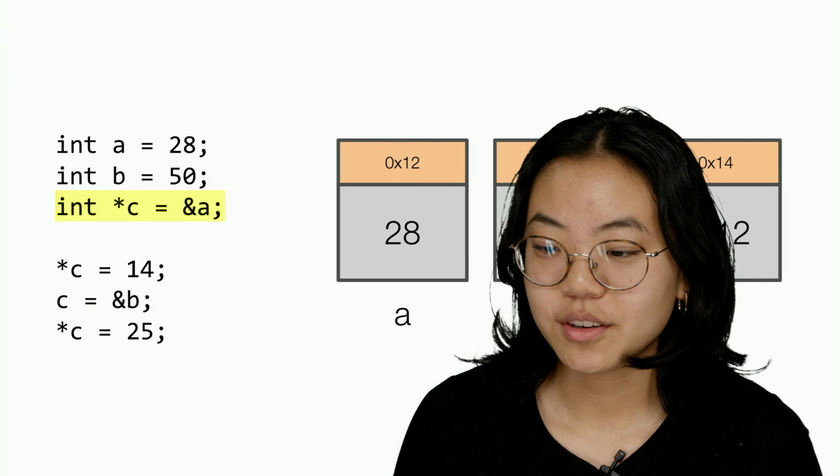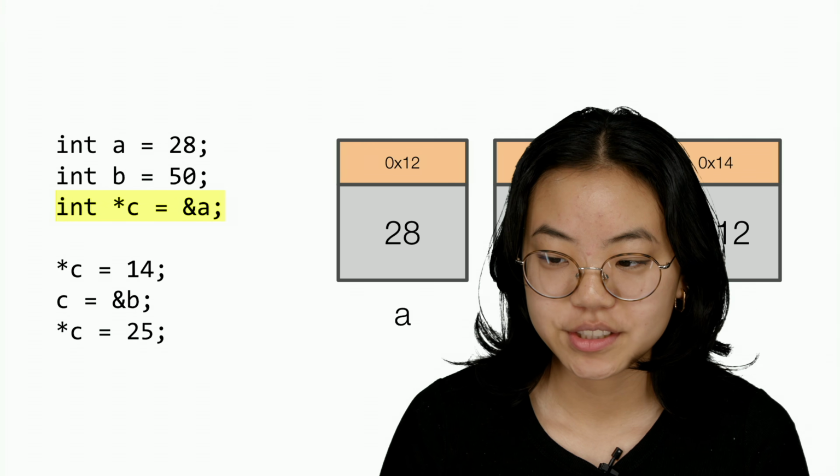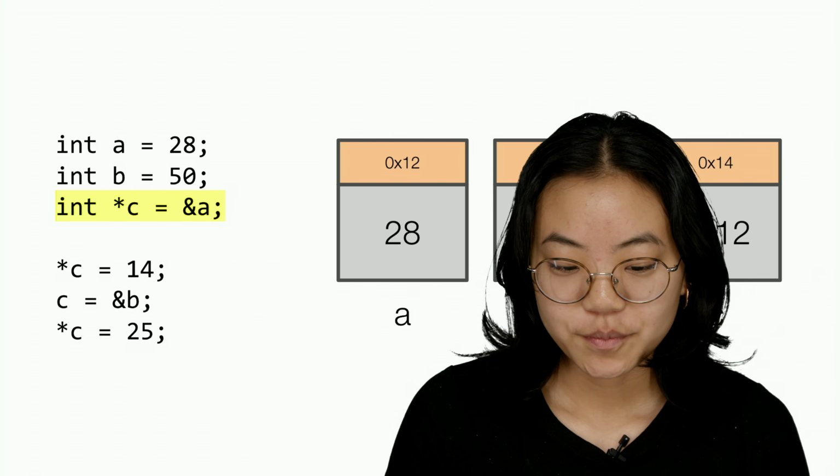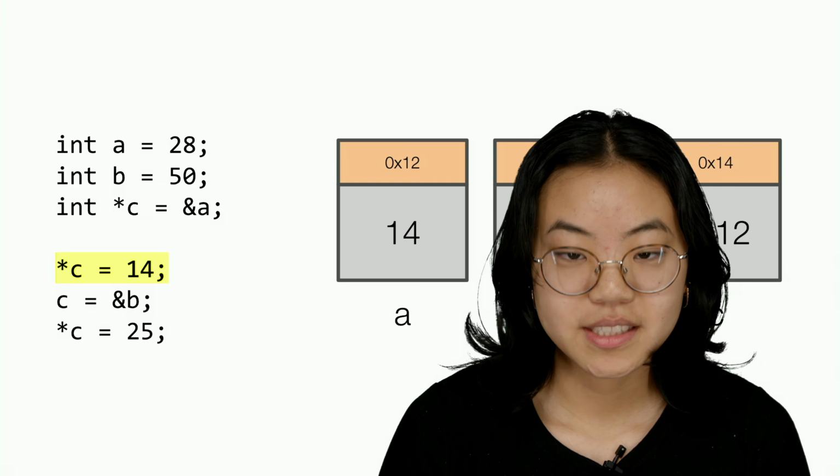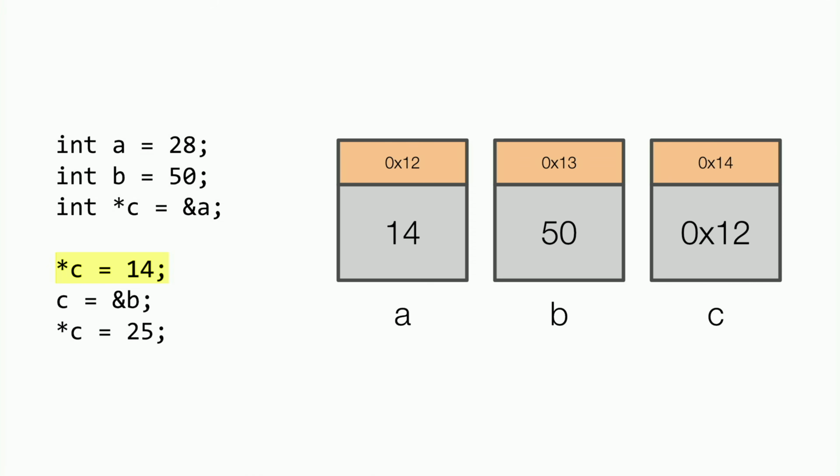Yeah, exactly. So A's value is going to change. Why is that? So the star C is dereferencing the address stored at C. And so the address stored at C is our A variable. And so it's going to use that address, go to that address. So we see this address, go to it, and then change that value to 14.